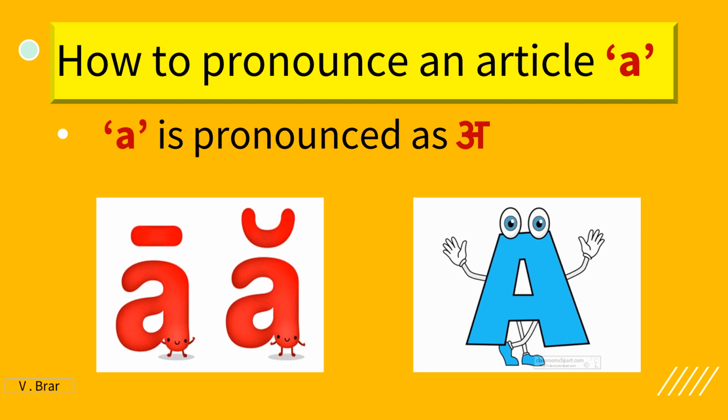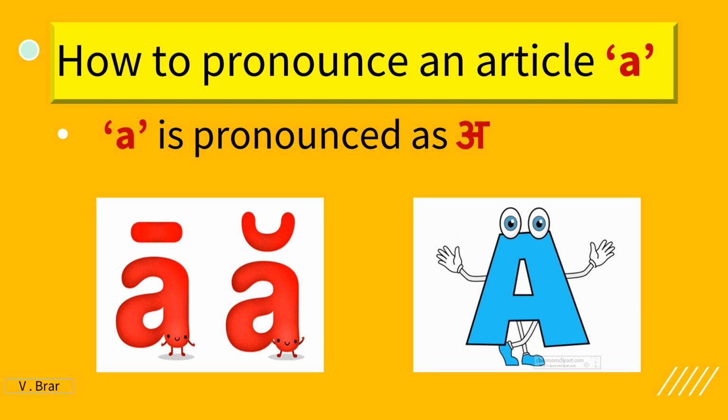Before we start learning about consonants and vowels, we must learn how to pronounce A in articles. A is pronounced as uh.